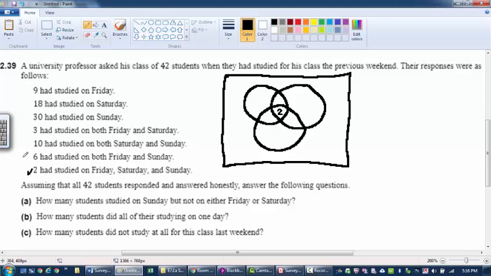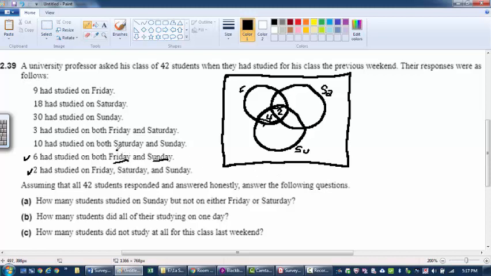Okay, let's take a look at the next one. 6 studied on Friday and Sunday. Well, let's put Friday here, let's make this one Saturday, and put Sunday down here. So this says Friday and Sunday, so that would be this region here. We have 6 studying there, but we have to subtract because 6 covers that whole area. So this would have to be 4.